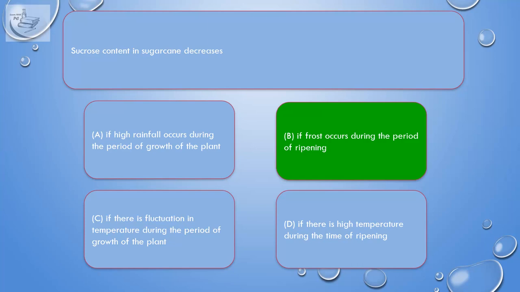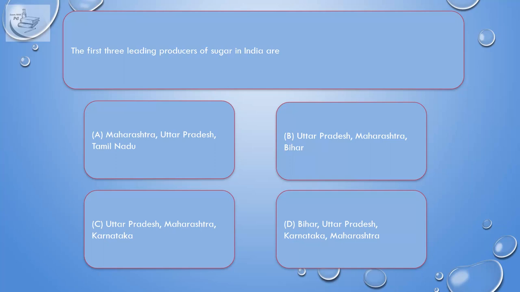Correct answer is B. If frost occurs during the period of ripening. Question: the first three leading producers of sugar in India are A. Maharashtra, Uttar Pradesh, Tamil Nadu. B. Uttar Pradesh, Maharashtra, Bihar. C. Uttar Pradesh, Maharashtra, Karnataka. D. Bihar, Uttar Pradesh, Karnataka, Maharashtra.